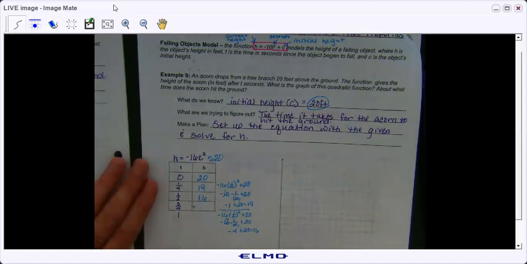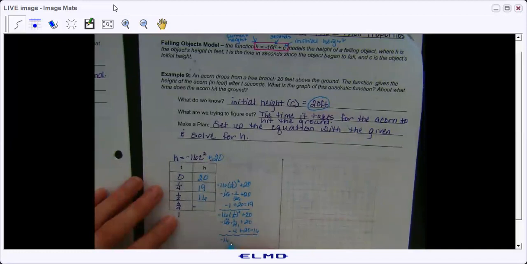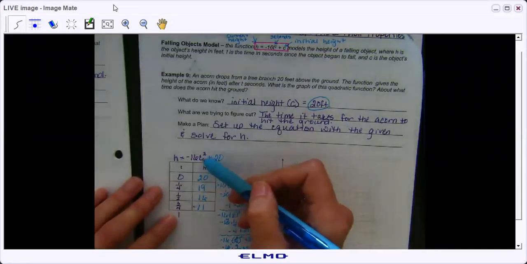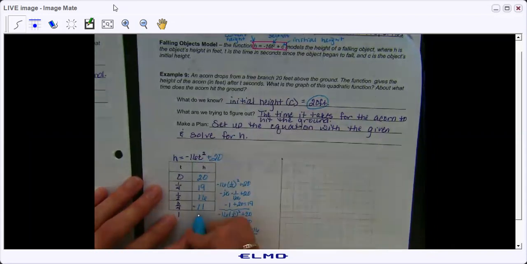Okay, so let's do 3/4. -16 times 3/4 squared plus 20. -16 times 9/16 plus 20. These cancel out. So we have a -9 plus 20, which gives us 11. And then if you plug 1 in here, we have -16 times 1, which is -16, and then we would get a 4.